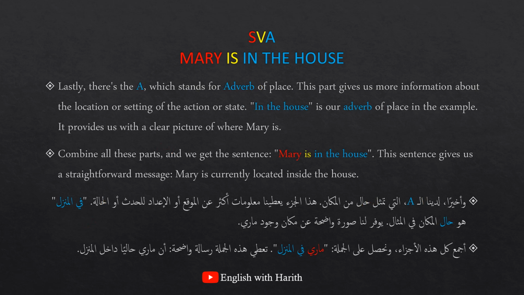Lastly, there's the A, which stands for adverb of place. This part gives us more information about the location or setting of the action or state. "In the house" is our adverb of place in the example. It provides us with a clear picture of where Mary is. Combine all these parts, and we get the sentence, "Mary is in the house." This sentence gives us a straightforward message. Mary is currently located inside the house.